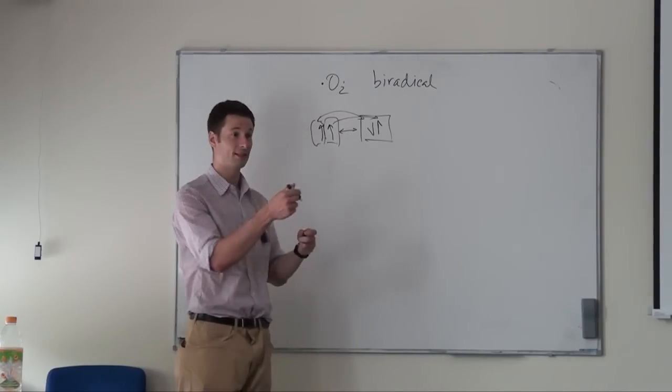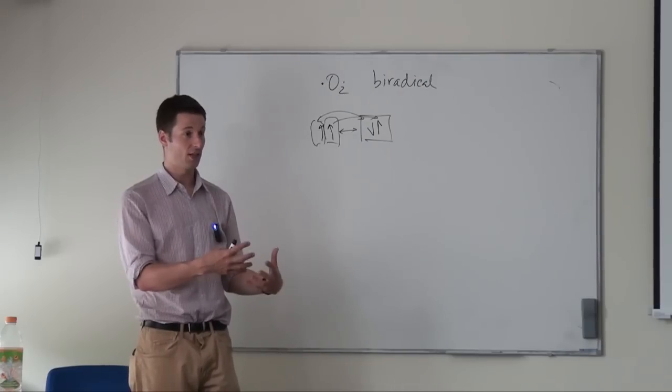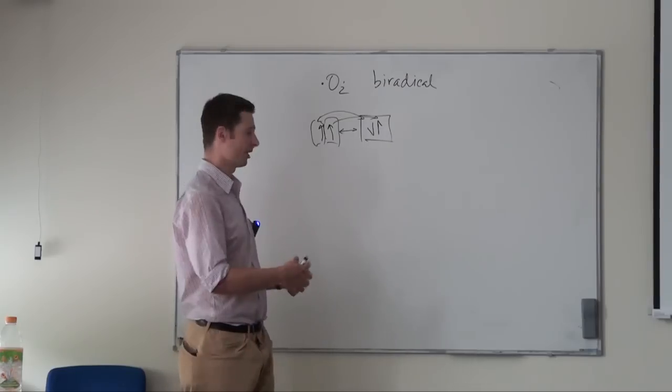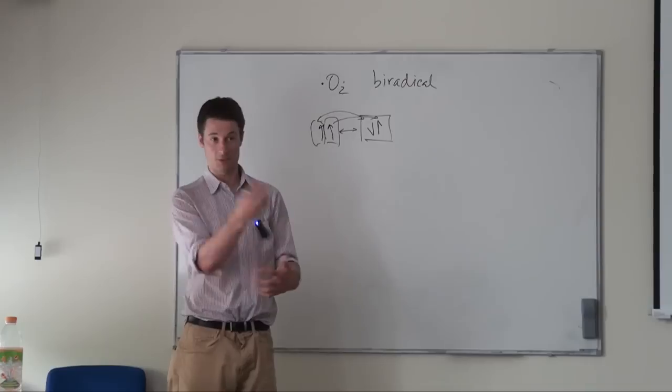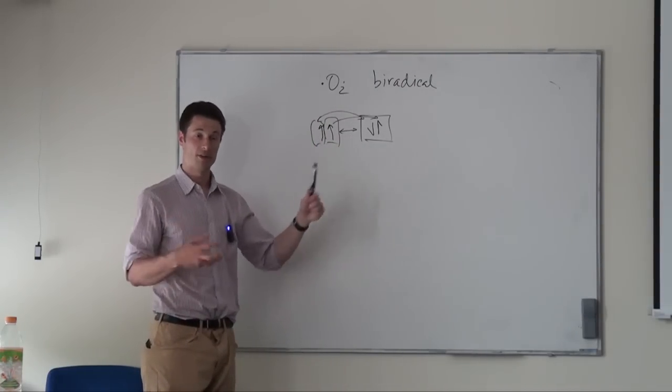So if we looked at delta G of our bodies burning in oxygen, the delta G is highly negative. It releases a lot of energy when it happens. But normally, it just doesn't happen, as you can all see. And the reason for that is that oxygen is a biradical, a very strange molecule.